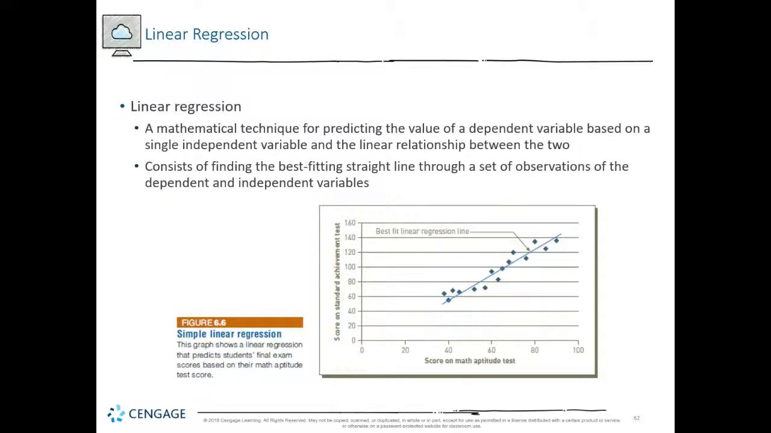Linear regression. Linear regression is a mathematical technique for predicting the value of a dependent variable based on a single independent variable when there is a linear relationship between the two. It consists of finding the best-fitted straight line through a set of observations of the independent and dependent variables. As you can see in Figure 6.6, the simple linear regression analysis graph shows the linear regression that predicts the student's final exam score based on their math aptitude test score.